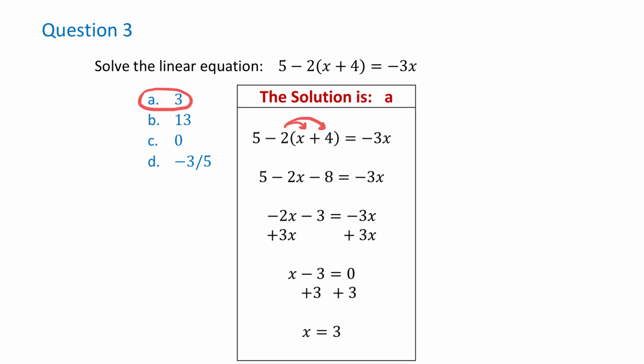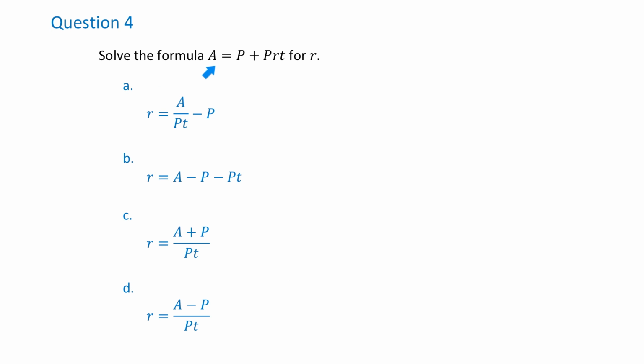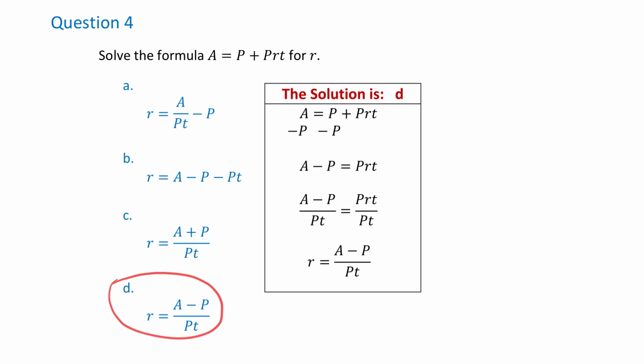Now let's continue with question 4. Solve the formula A equals P plus PRT for R. Please pause the video and find the solution. Now let's see the right answer. The right solution is D.